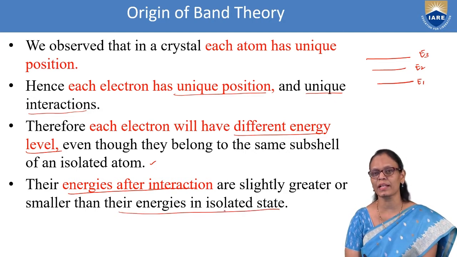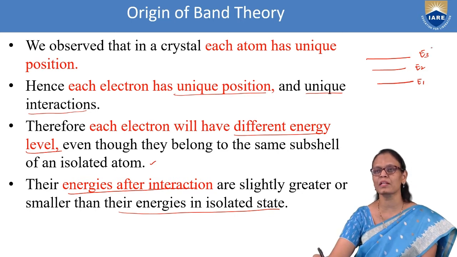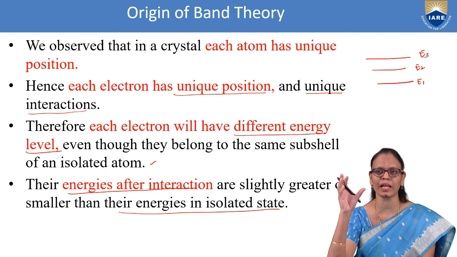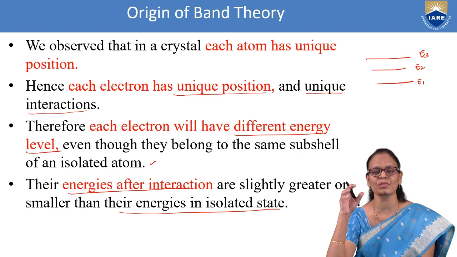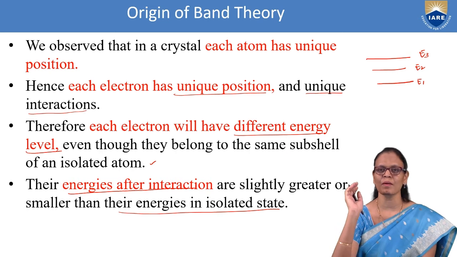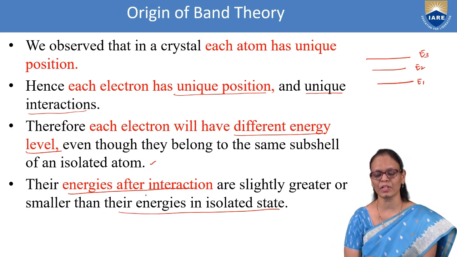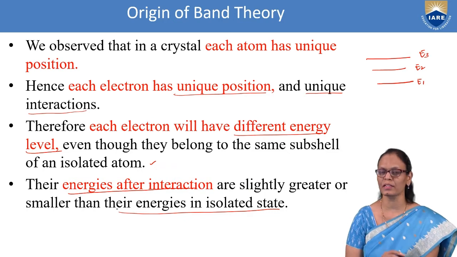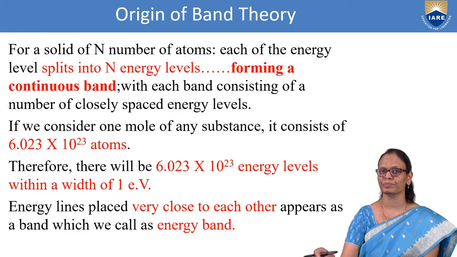If you say isolated state, we talk about fixed levels. But when we see it as a crystal together, a large number of atoms placed very close to each other in a periodic fashion, then because of the interactions, there may be variations in energies, and these energies after interactions are either slightly greater or smaller than in the isolated state.